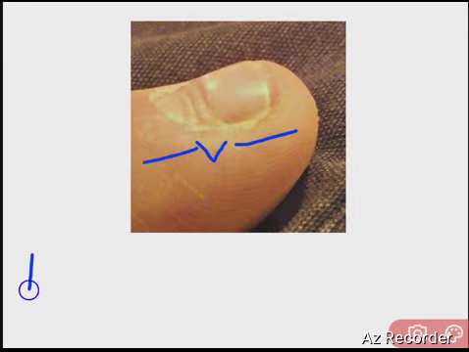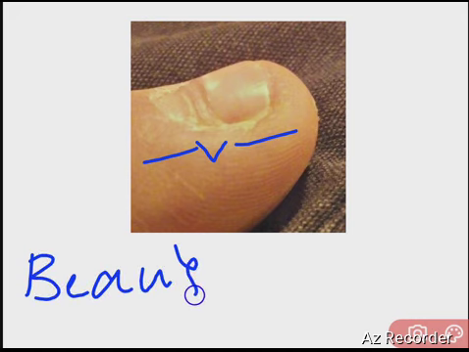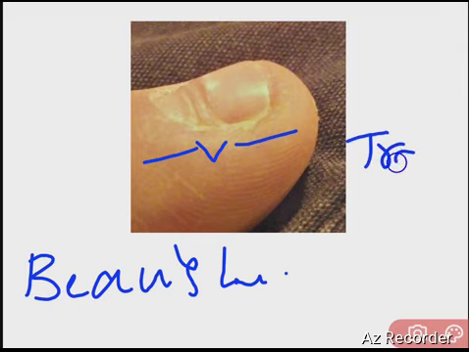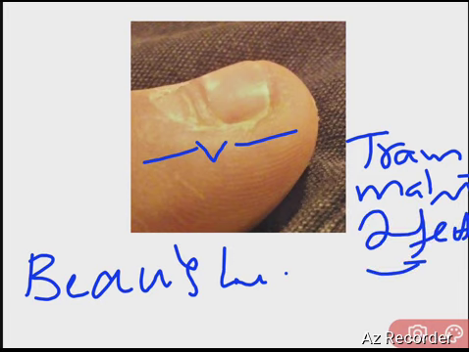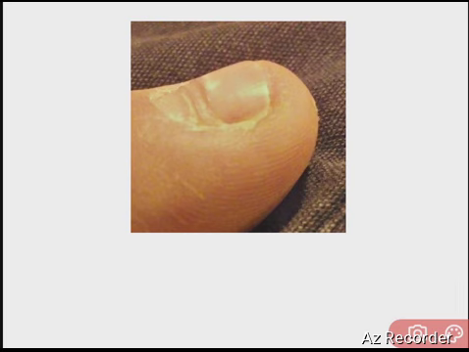Here we can see transverse ridges in the nail plate. This is called Beau's line. It is seen in alteration in the growth of the nail plate, which occurs in trauma, malnutrition and infections. This transverse ridge is called Beau's line.